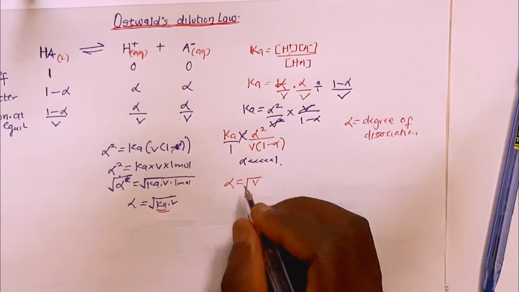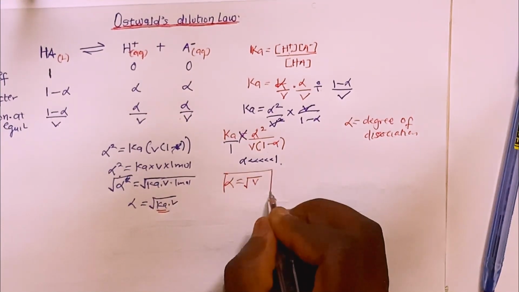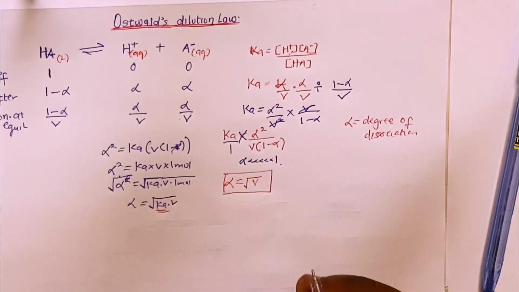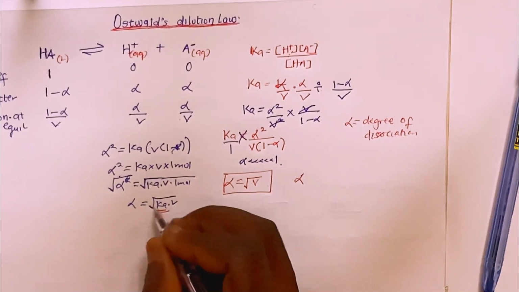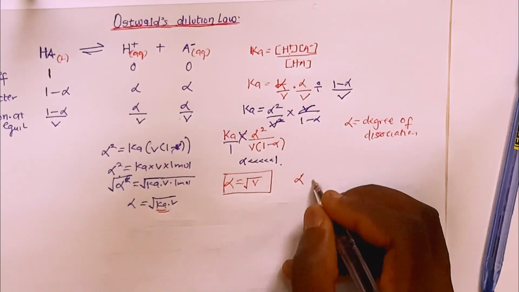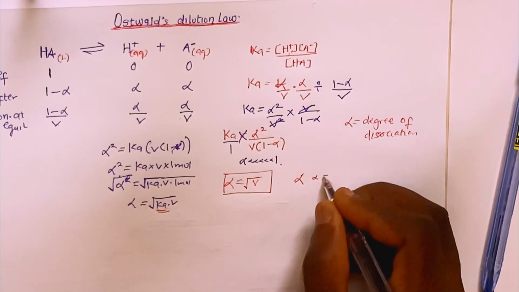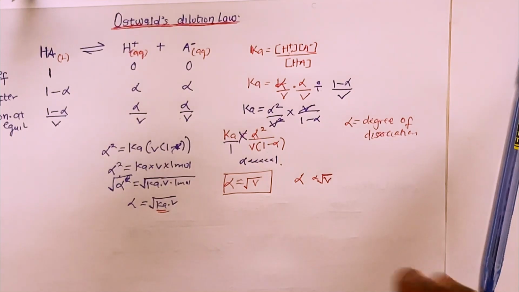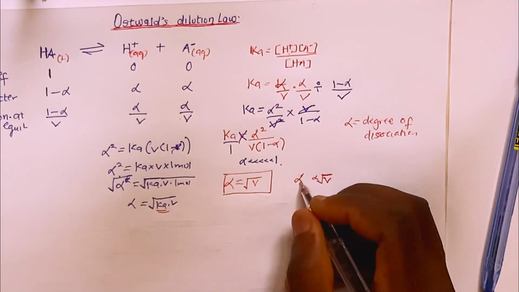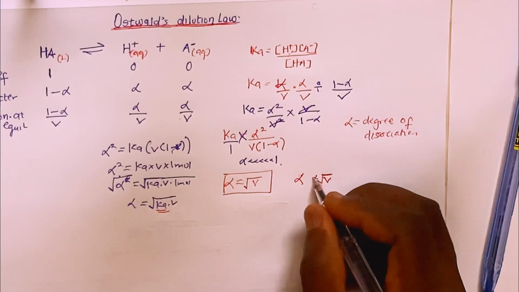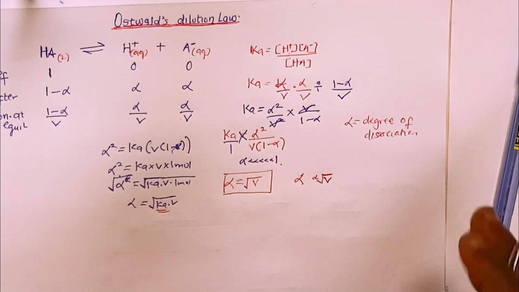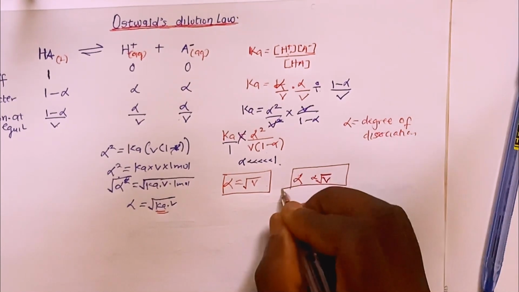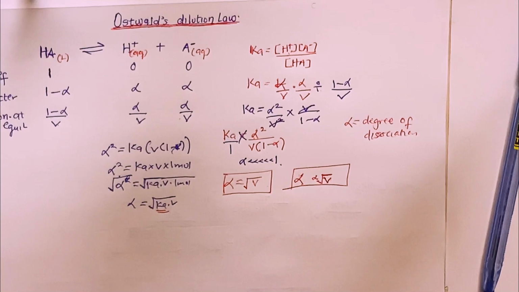So this is what Ostwald dilution law is all about. Alpha equals the root of the dilution. Removing the constant, I'm going to have alpha proportional to the root of V. That means at constant temperature, that is at equilibrium, the degree of dissociation, which is my alpha, must be directly proportional to the root of V, the root of its dilution. This V is multiplied by 1 mole. So this is what Ostwald dilution is all about.